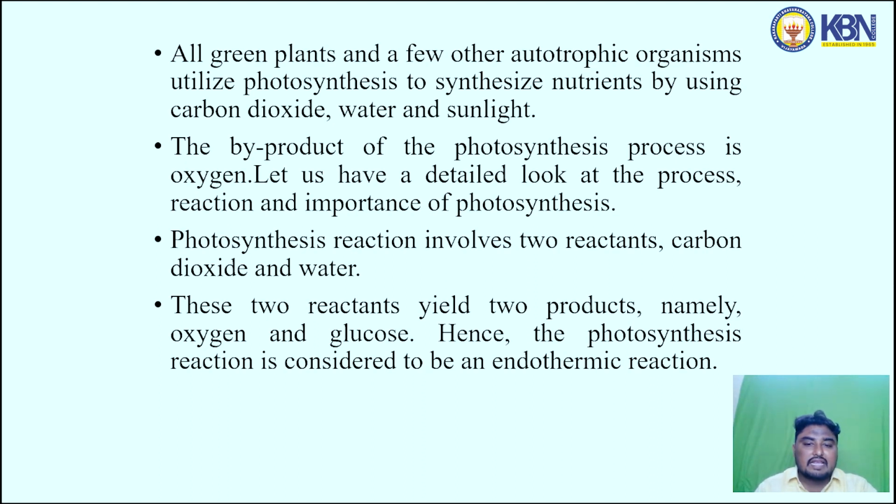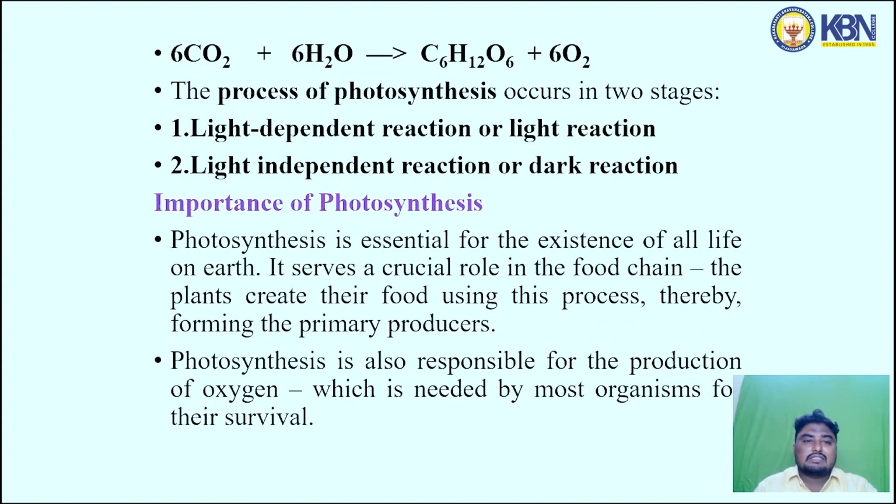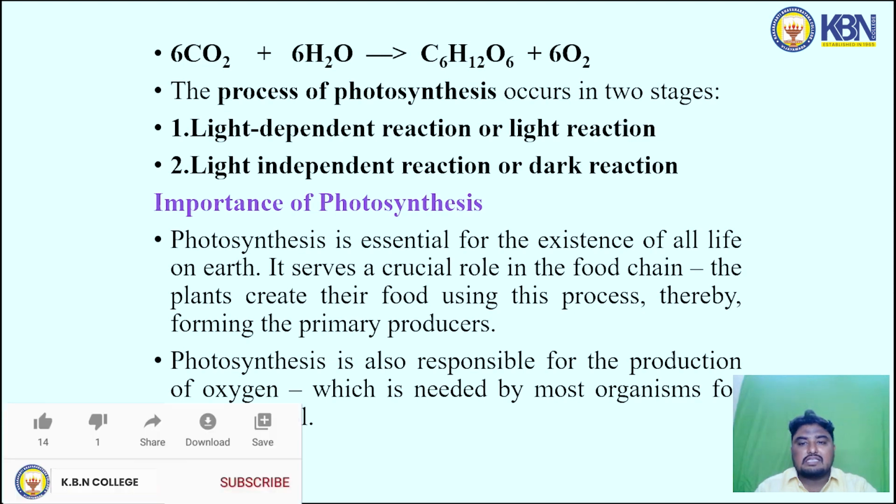The photosynthesis reaction involves 2 reactants, carbon dioxide and water. These 2 reactants yield 2 products, namely oxygen and glucose. Hence, the photosynthesis reaction is considered to be an endothermic reaction. 6CO2 + 6H2O gives rise to C6H12O6 + 6O2. The process of photosynthesis occurs in 2 stages: light dependent reaction or light reaction, and light independent reaction or dark reaction.